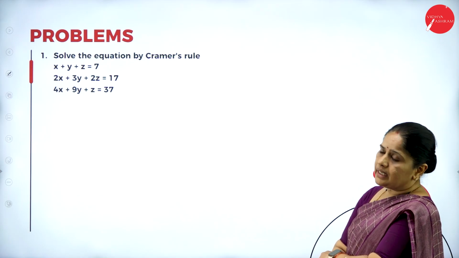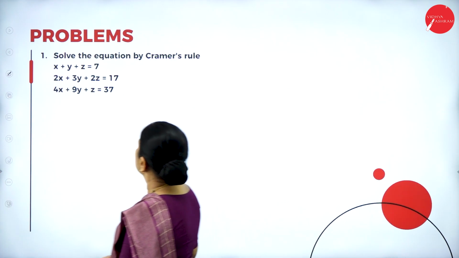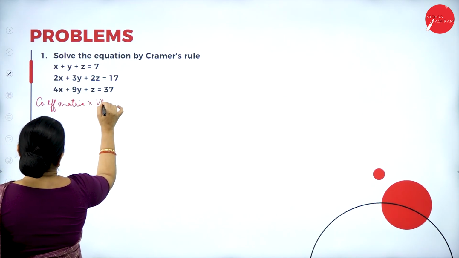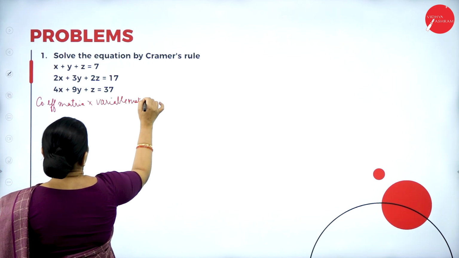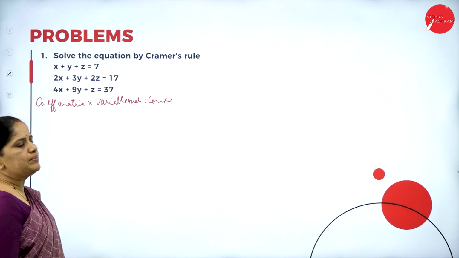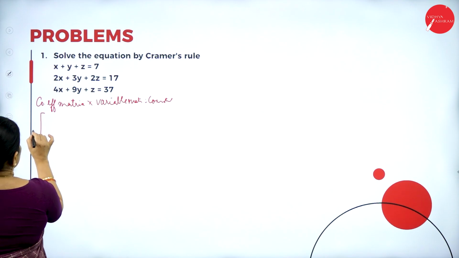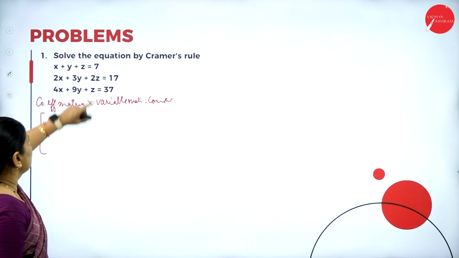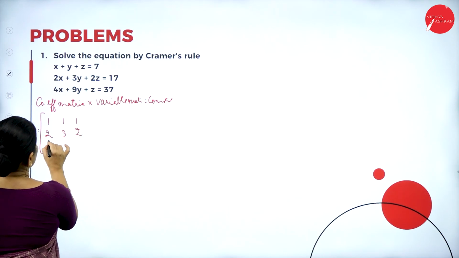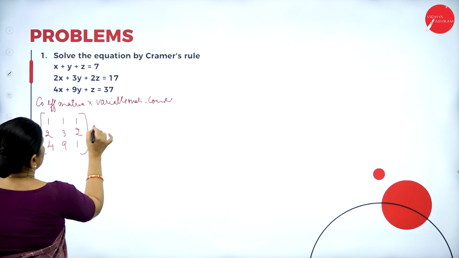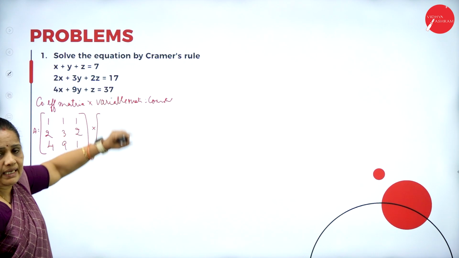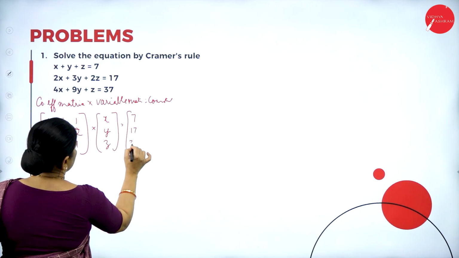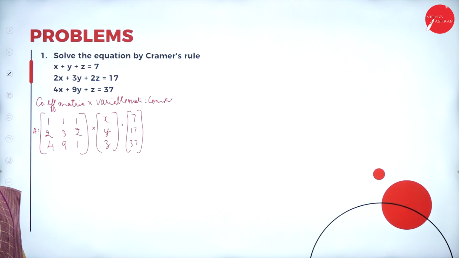So we have this equation here. So we will write the coefficient matrix. So what is the coefficient? So coefficient matrix into variable matrix equals constant. So this is the Cramer's rule. So we'll write the coefficient matrix here. So A is equal to 1 1 1, 2 3 2, 4 9 1, we are writing the numbers next to the variable, into, what are the variables here? X, Y and Z, equals 7, 17, 37. So these are the constants 7, 17 and 37.